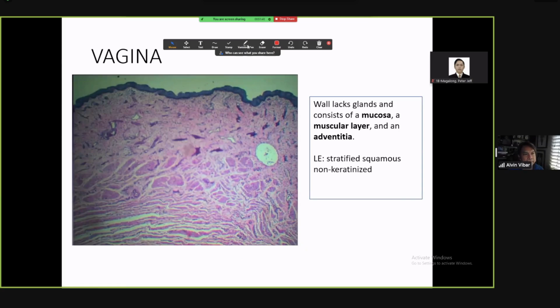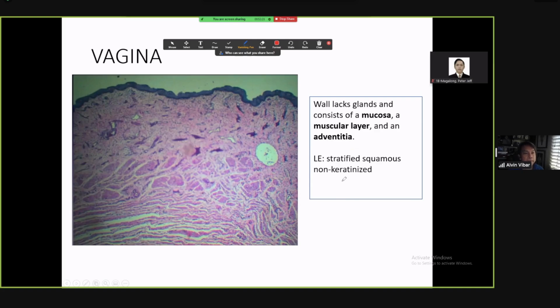Okay, last slide will be the slide of vagina. Okay. Same layers: mucosa, lining epithelium, and a very thick muscular layer, okay, and tunica adventitia. No glands here, okay. The lining epithelium is stratified squamous, non-keratinized. So how will you differentiate endocervix from vagina? Both are lined by stratified squamous, non-keratinized epithelium.